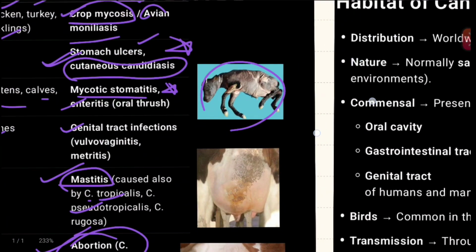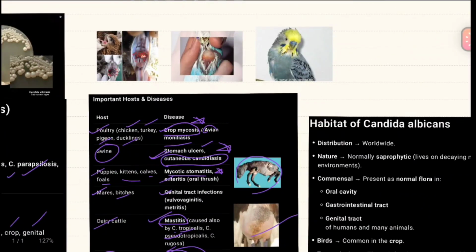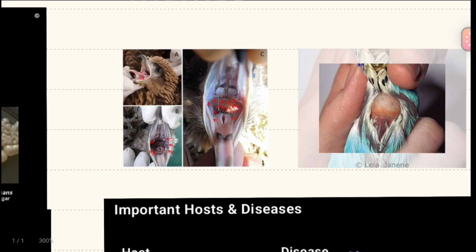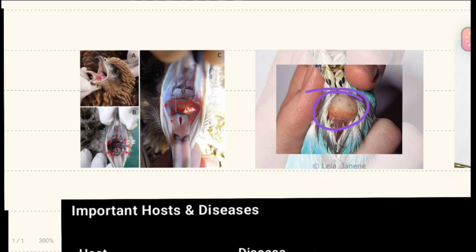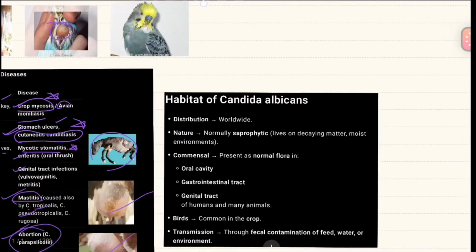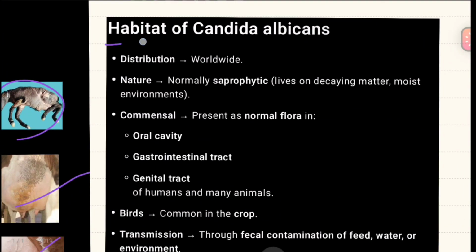So this is the aborted fetus and the mastitis images you can see, and this is about how the oral and genital tract will get infected with this Candida albicans, and this is the impacted crop, infected because of this agent. And now let us have a look at the habitat of Candida albicans.